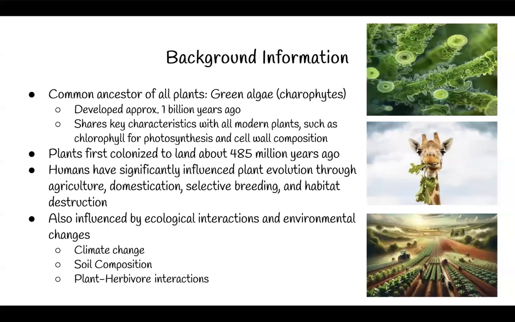So background information. The common ancestor of all plants is green algae, also known as charophytes. And this developed approximately 1 billion years ago. Green algae shares key characteristics with all modern plants, such as chlorophyll for photosynthesis and cell wall composition. Plants first colonized land about 485 million years ago. Previously, they were all in water.